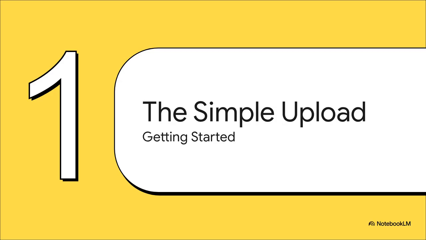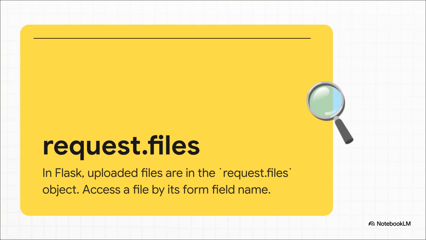Okay, so let's start at square one. We're going to build the most basic file upload you can imagine, the kind of thing you'd see in a Hello World tutorial for Flask. So here's how it works. When someone submits a form, Flask neatly tucks the uploaded file away in this special object called request.files. From there, it feels almost too easy. You just grab the file from that object and call a save method to pop it onto your server. It feels wonderfully, deceptively simple.